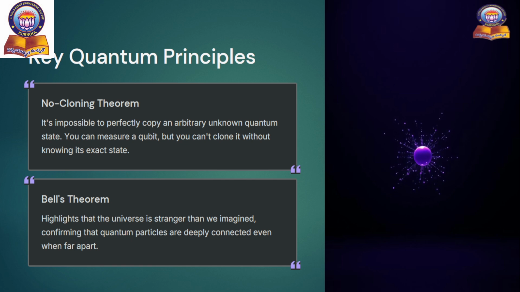Bell's theorem states that the universe is stranger than we have imagined. Quantum particles are deeply connected even when they are far apart. It mainly highlights that the universe is stranger and vaster than we have imagined, confirming that quantum particles are deeply connected even when far apart.